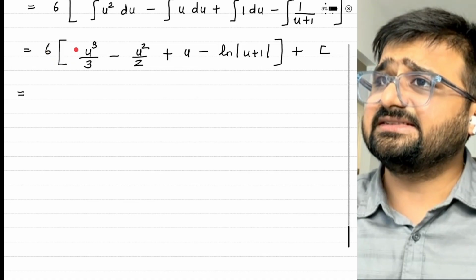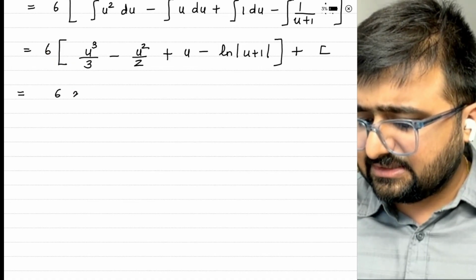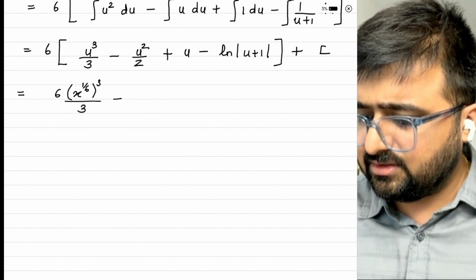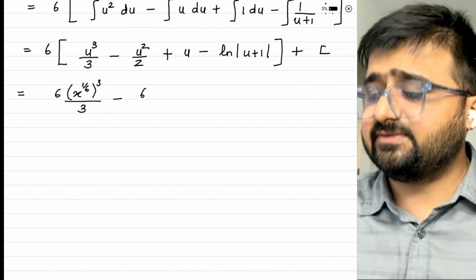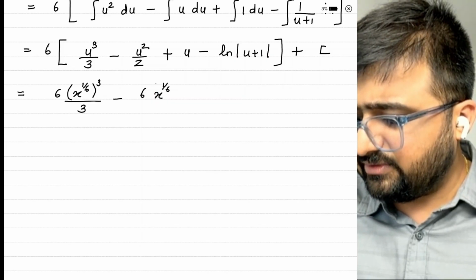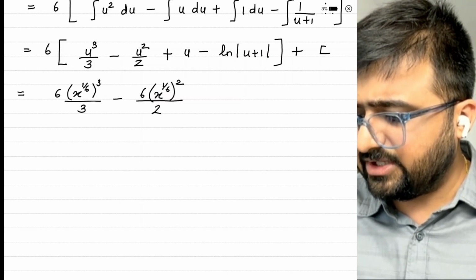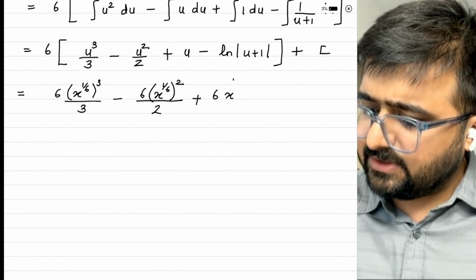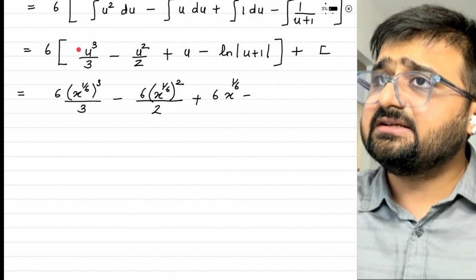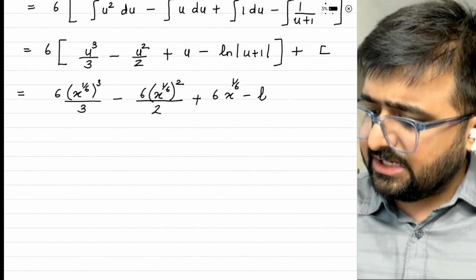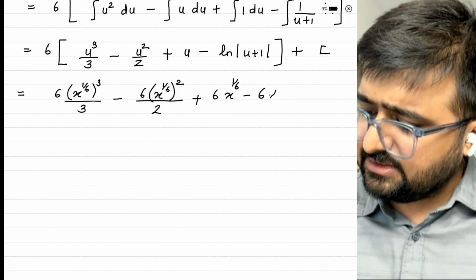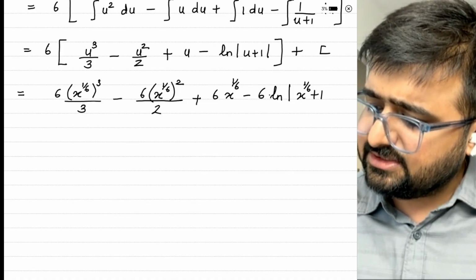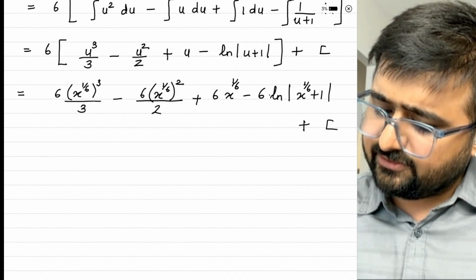Also multiply this 6 inside. So we have 6 times (x to the power 1 by 6) cube divided by 3, minus, multiply that 6 with this, (x to the power 1 by 6) square divided by 2, plus 6 times x to the power 1 by 6, minus 6 times ln u. So I have 6 times ln, instead of u just write x to the power 1 by 6 plus 1, plus the constant of integration c.